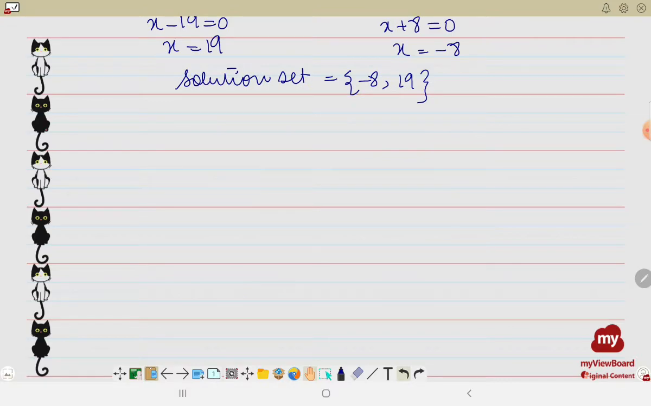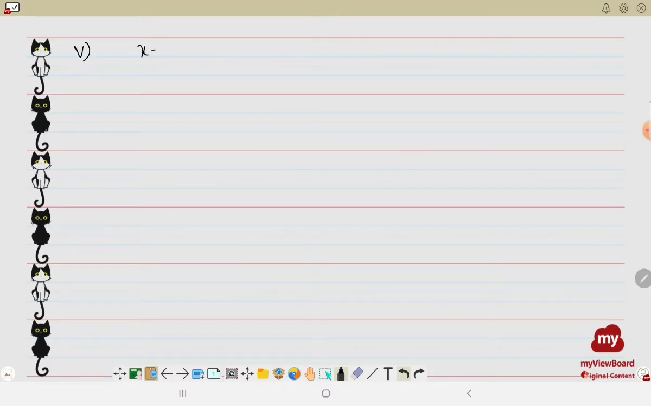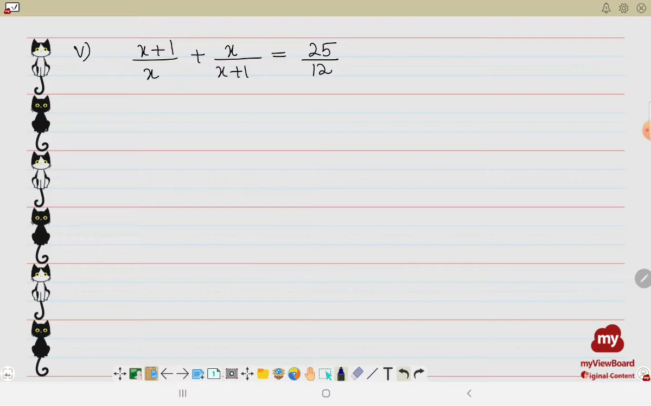Let's solve another part of the same question. Let's write down the question first. Fifth part: x plus 1 over x plus x over x plus 1 equals 25 by 12. If you see, the given equation this time is not in standard form. So we'll first make it a standard quadratic equation. For that, we have to remove the denominators, and for removing the denominators, we'll take the LCM. We'll multiply the whole equation by the LCM, so that in the very first step of working, we get rid of these denominators.